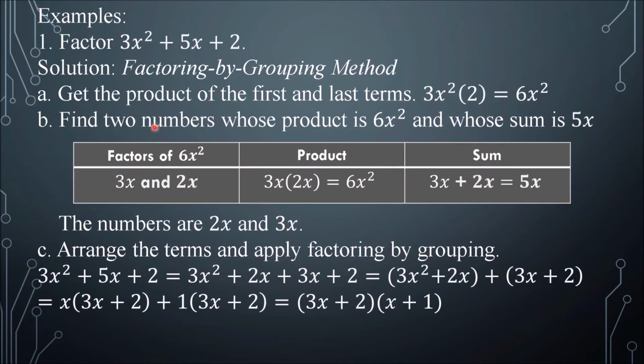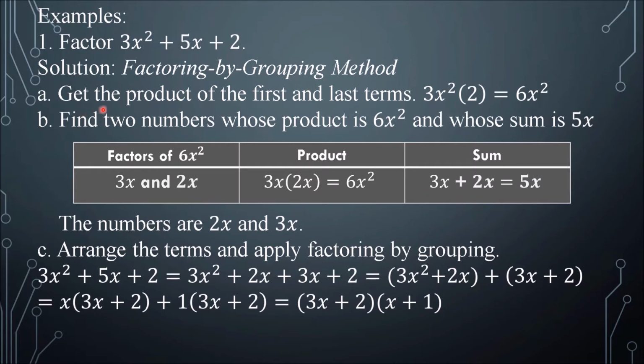So let's have the first example. Factor 3x squared plus 5x plus 2. So as you can see, a is 3. So first solution, the first method, we have the factoring by grouping method.